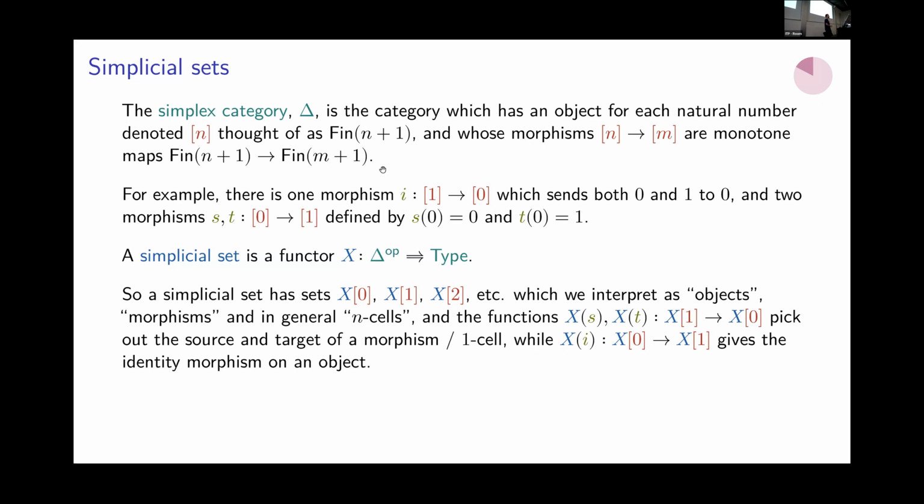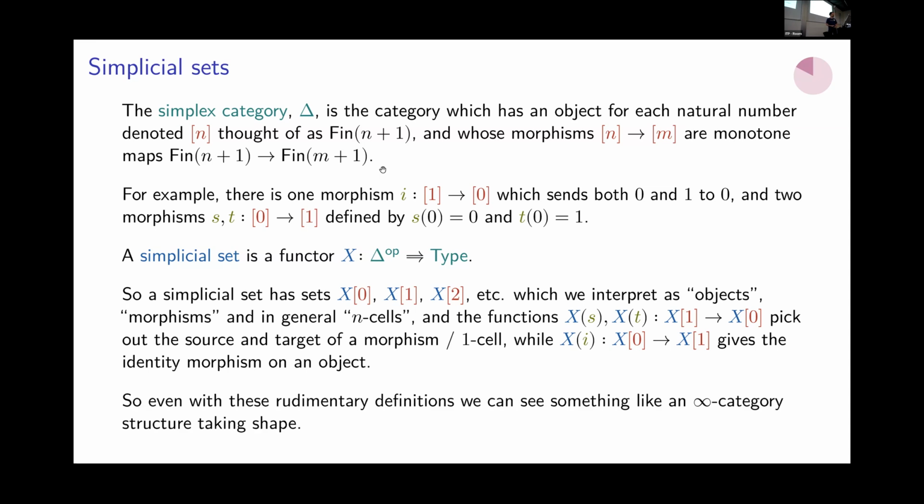And so the first set we're going to call the objects. The second set is the morphisms. And using S and T, you can get the source and target of any given morphism. Using I on an object, you get the identity morphism. And so this thing acts a lot like what you would want an infinity category to be.